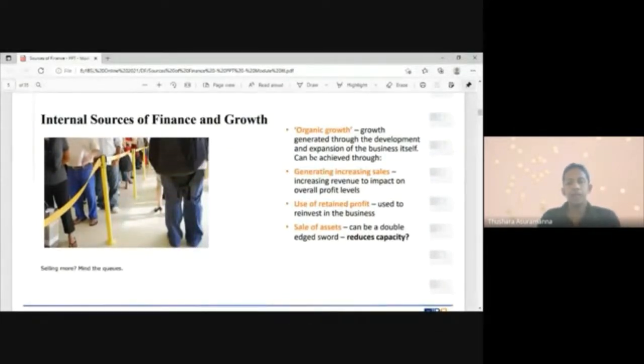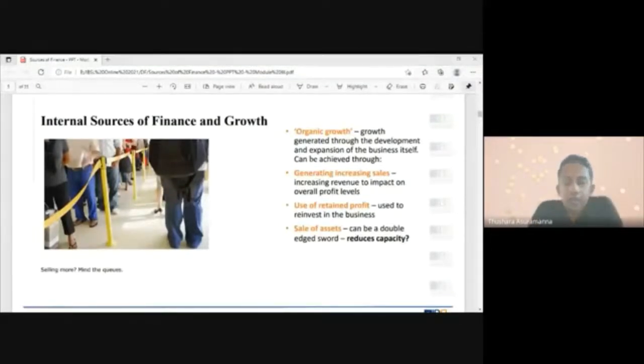Now, let's say you are running a business, and you want to move to the next level. What could you do? There are some things you could do. First one, organic growth. That is growth generated through the development and expansion of the business itself. How can we achieve it? There are three further sub-steps. First we think about, internally, how we can finance and grow your business.